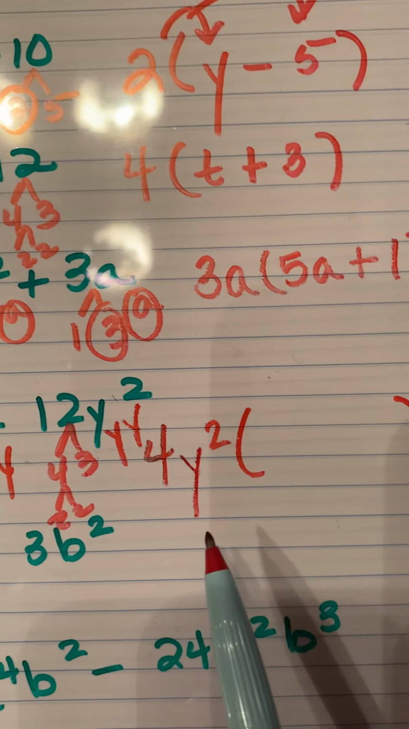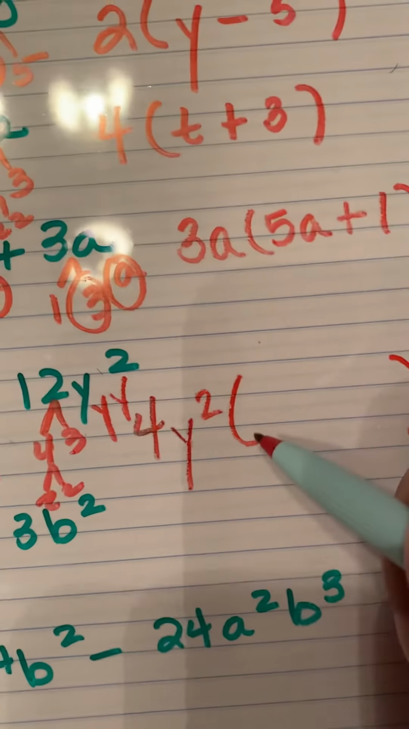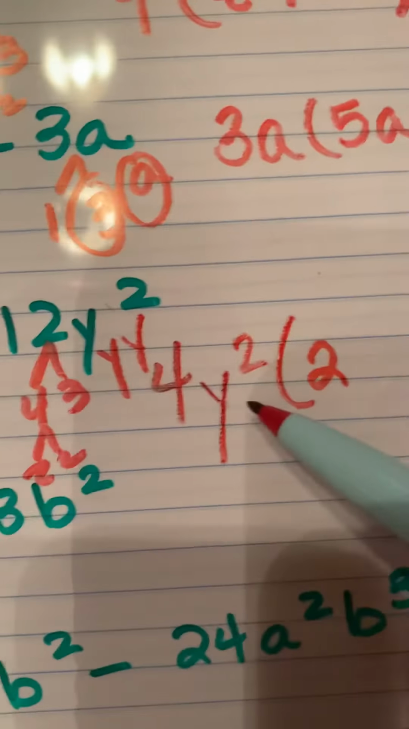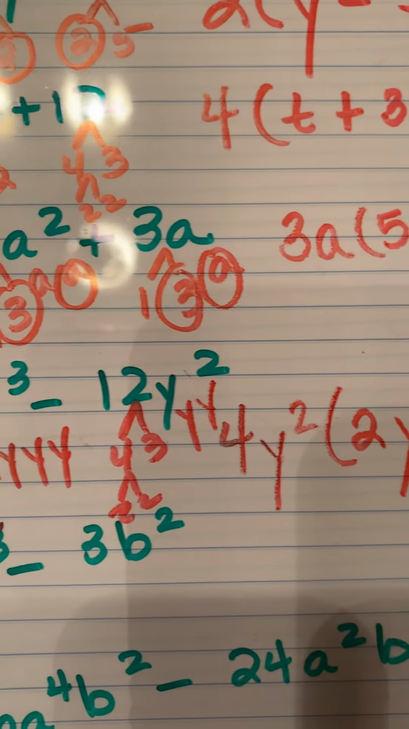So I have 4y to the second power, but I need you to help me make 8. So think of your timetables. 4 times what would give me 8? 2. I need 3 Y's. I have 2 of them so far, so I need 1 more to make that complete. Bring down your minus sign.